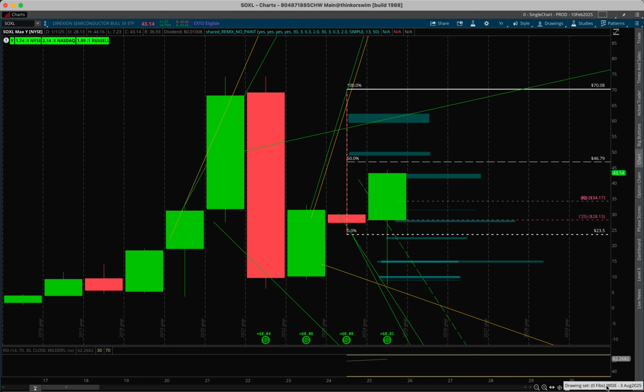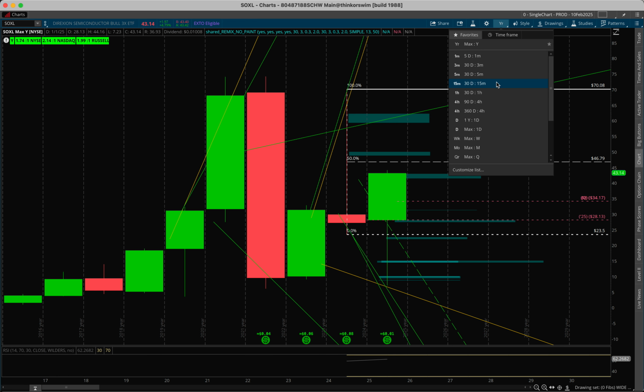For a while, it was that 36.15. We've conquered that. It looks like we're using it as support at this point, and we're going after that next target. The ultimate target is 70.08. All right, so that's what we've got there.